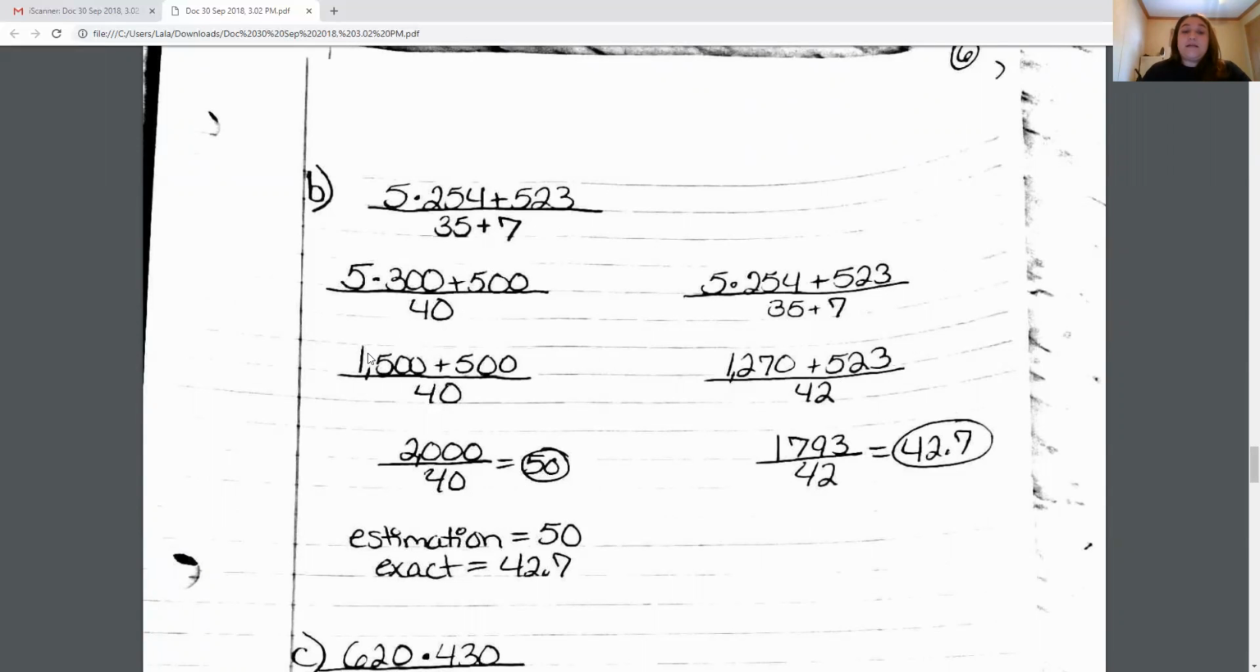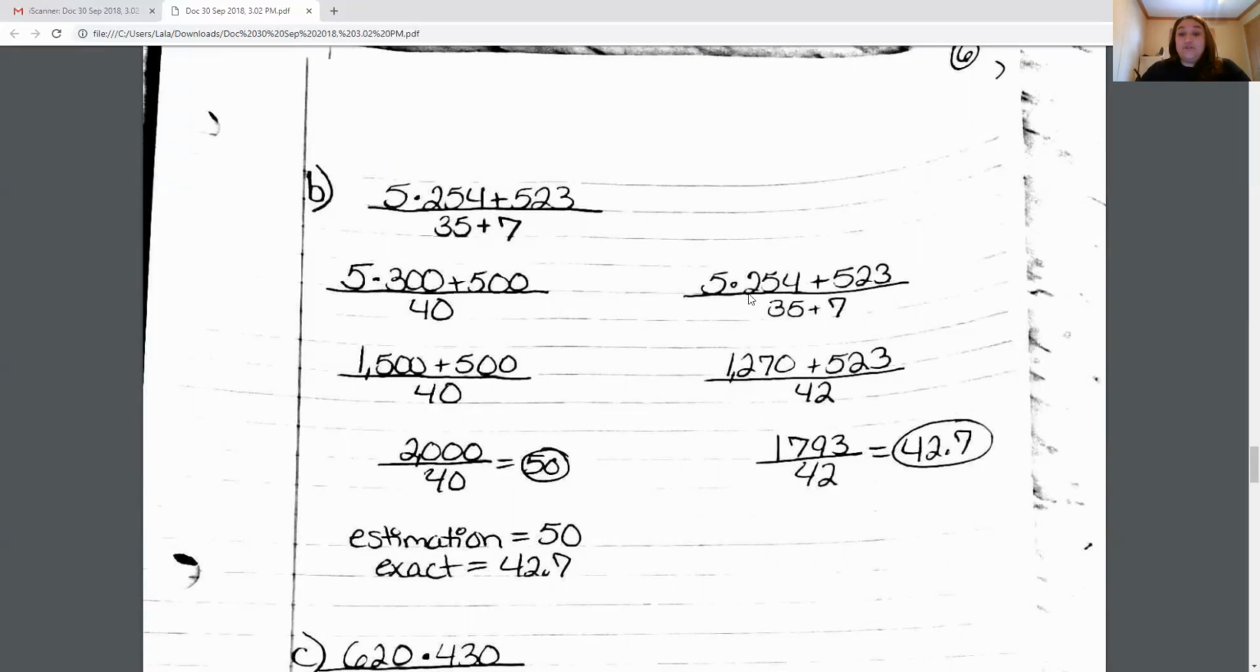So 5 times 300 gives us 1,500 plus 500 divided by 40. So 1,500 plus 500 gives us 2,000 divided by 40, which is equal to 50. It's a nice, pretty round number, isn't it? Now let's work it out to get the exact number.